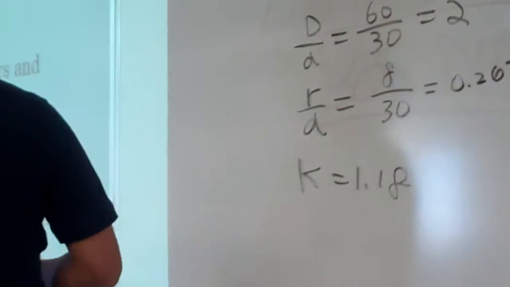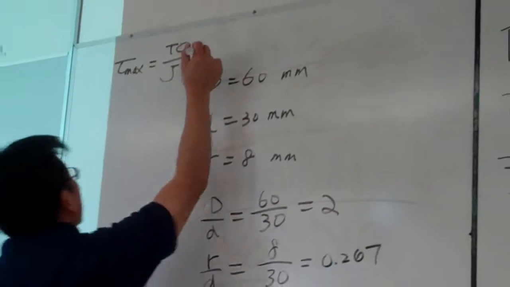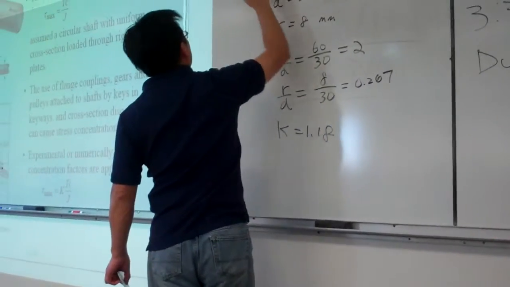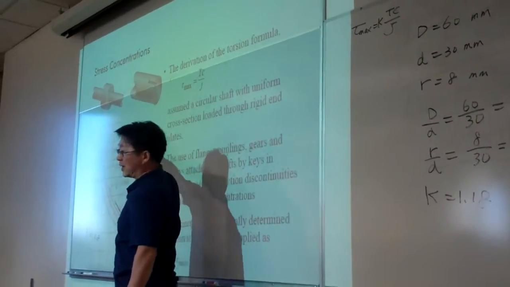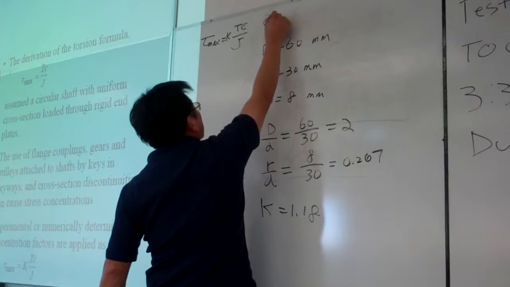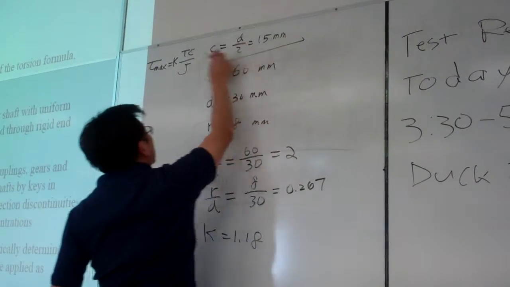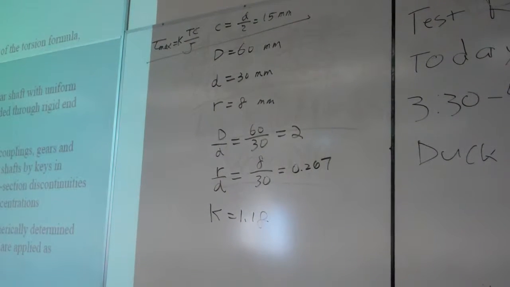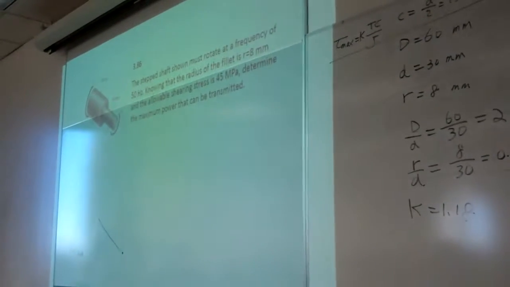And remember Tc over J: the tau maximum we have is Tc over J times K. And here C is the radius of the smaller shaft. So for this case, C is equal to d divided by 2, equal to 15 millimeters. Those are the information we have, and then we turn off the slide and work on the example. Can we go to the next slide really quick? Yes. This one.